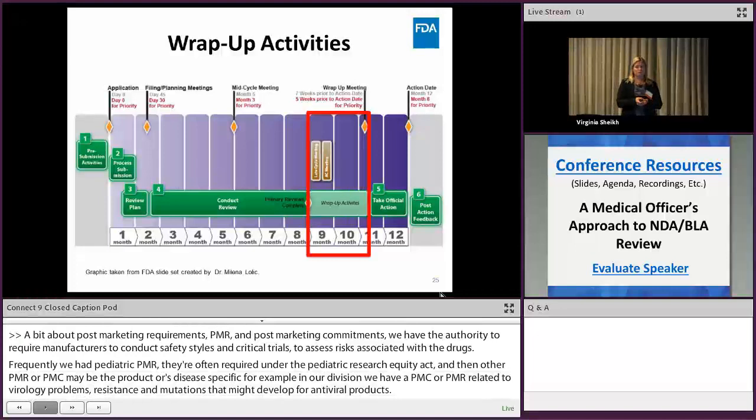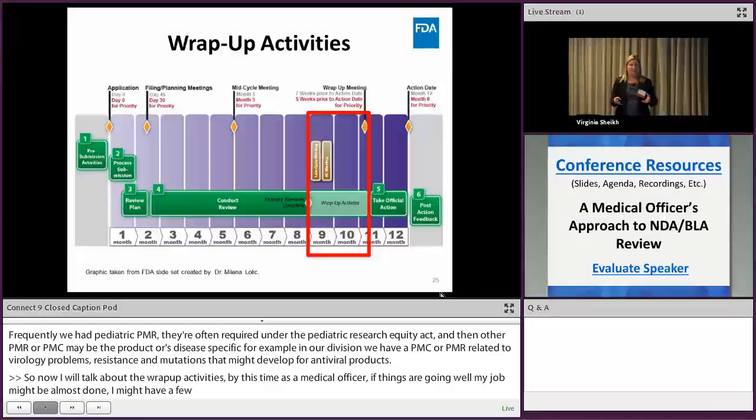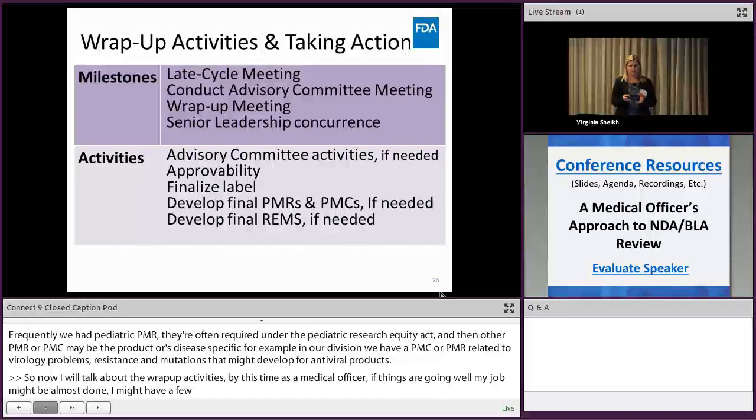So now I'll talk about the wrap-up activities. By this time, as a medical officer, if things are going well, my job might be almost done. I might have a few paperwork, and the regulatory project managers, they're the ones having to put all this together. But on the other hand, it could be that there are still issues that have not been resolved.